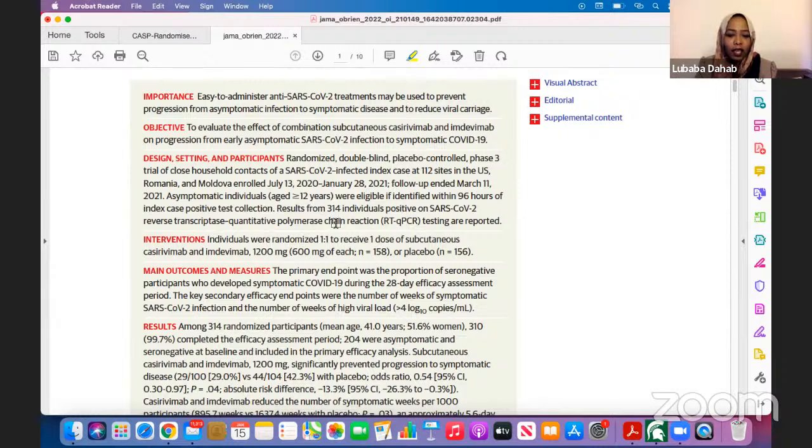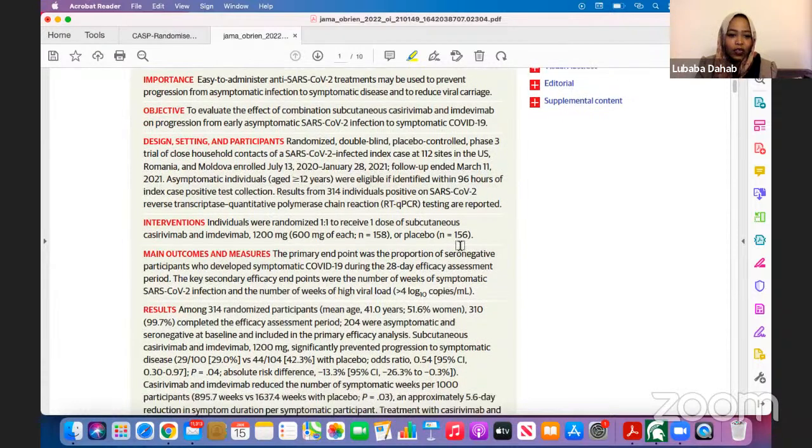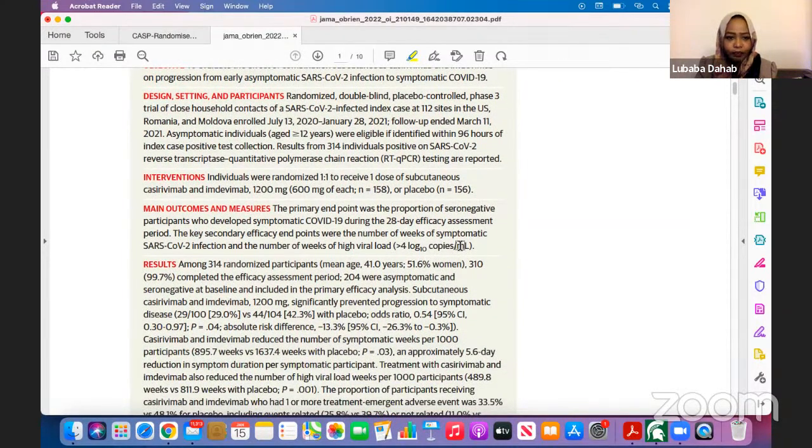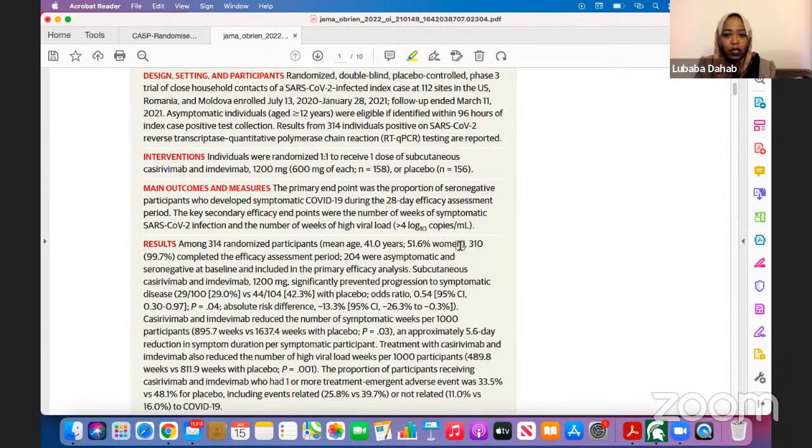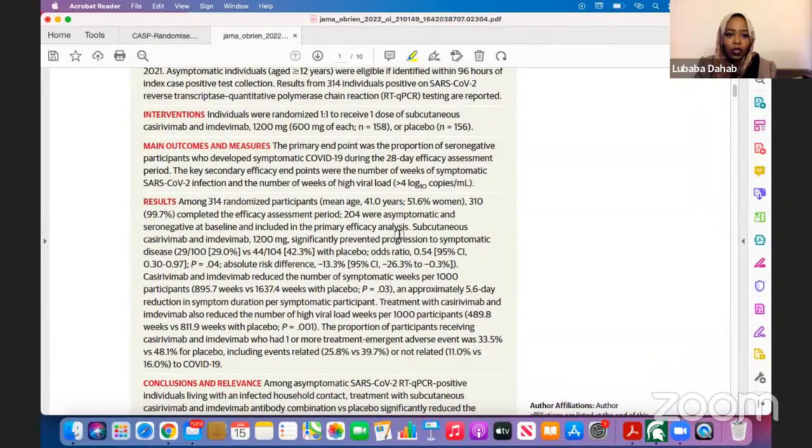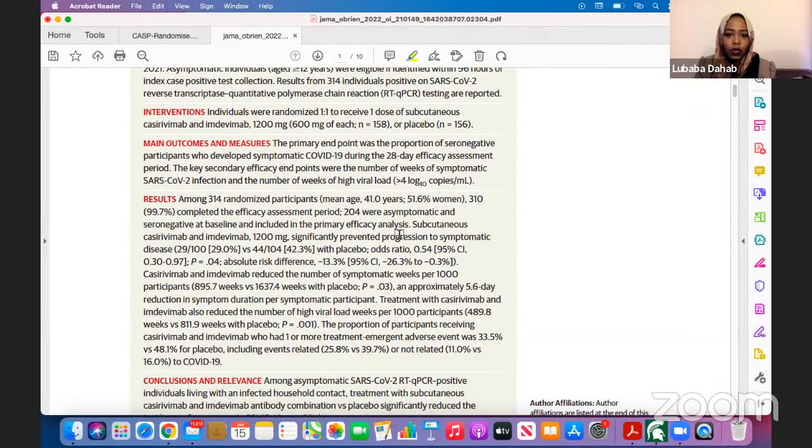Results from 314 individuals positive on SARS-CoV-2 reverse transcriptase PCR tests were reported. For the intervention, individuals were randomized 1-to-1 to receive 1 dose of subcutaneous casirivimab and imdevimab, 1200 milligrams, for 158 of these participants, and the others received placebo. The main outcome and measures: the primary endpoint was the proportion of seronegative participants who developed symptomatic COVID-19 during the 28-day efficacy assessment period.